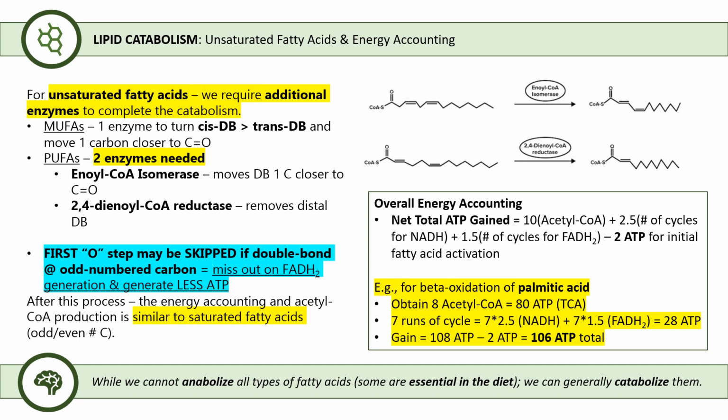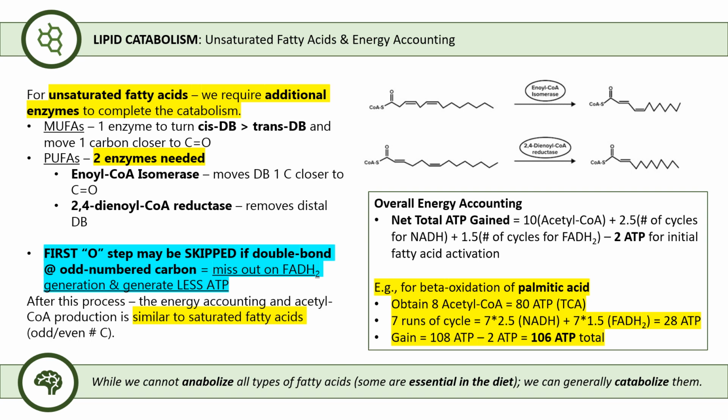And importantly, this must be emphasized, unsaturated fatty acids may be worth less ATP, specifically if the position of the double bond is on an odd-numbered carbon. In this case, the enoyl-CoA isomerase enzyme bypasses the acyl-CoA dehydrogenase step during oxidation. We miss the first O step, and we don't produce FADH2, and lose out on 1.5 ATP. If located on an even-numbered carbon, we need NADPH for reduction. Thus, overall, keep in mind unsaturated fatty acids truly should be worth less ATP than saturated fatty acids.